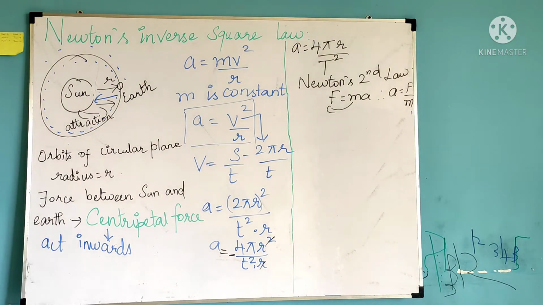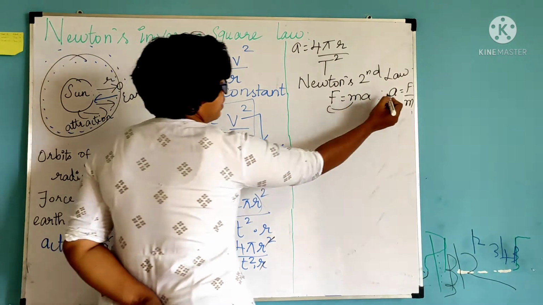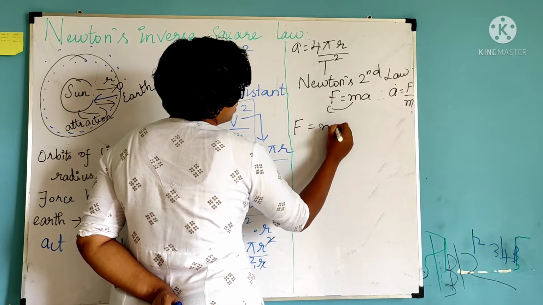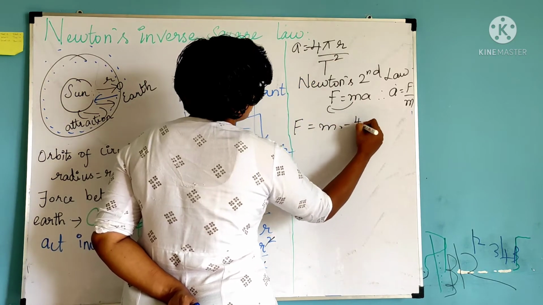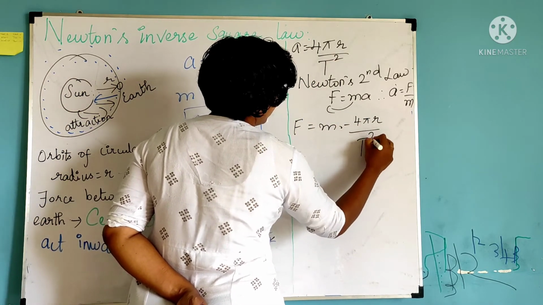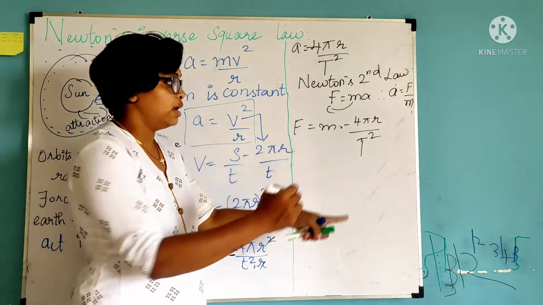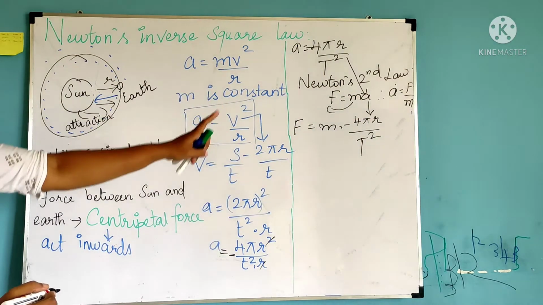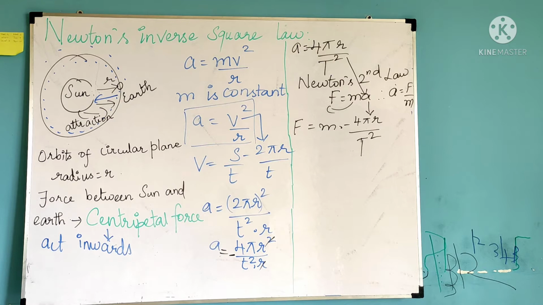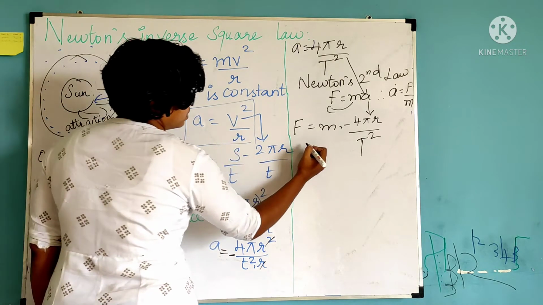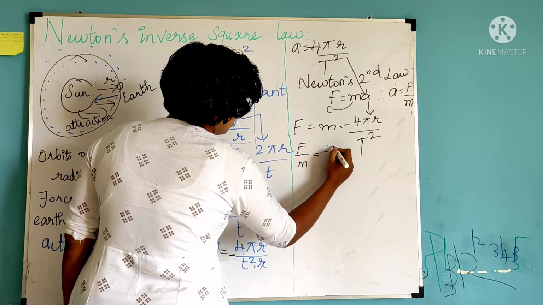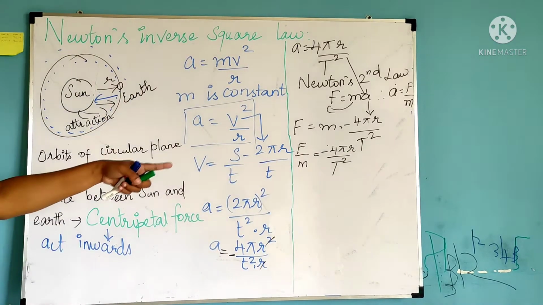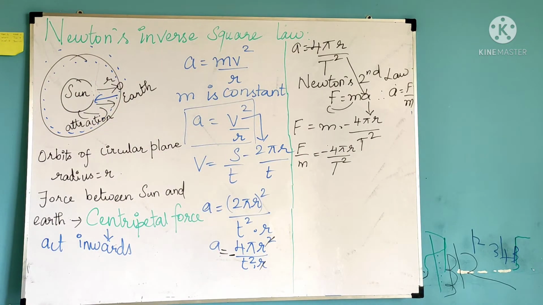Now we are going to equate both. Instead of a, we have a value for a, so we can substitute that value. F is equal to m into minus 4 pi squared r divided by t squared. Instead of this a, we have substituted this value, 4 pi squared r divided by t squared. Clear? And the next step, we are going to bring this m to this side. So F by m is equal to minus 4 pi squared r divided by t squared.